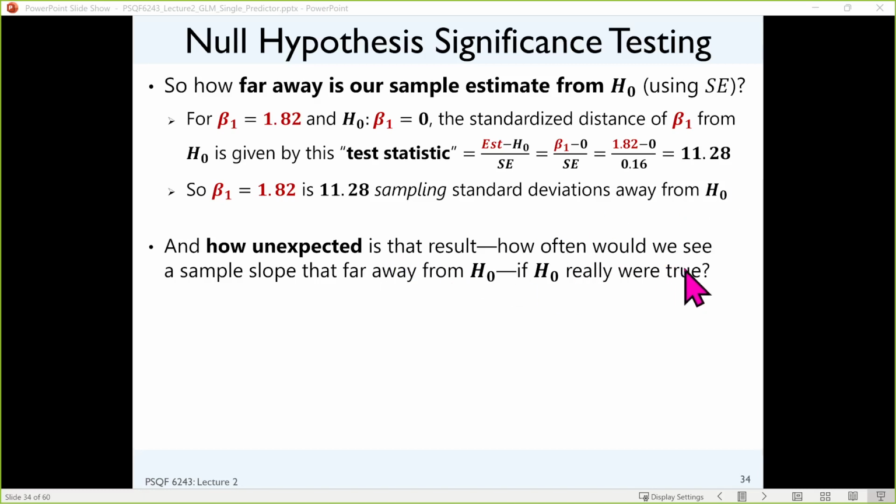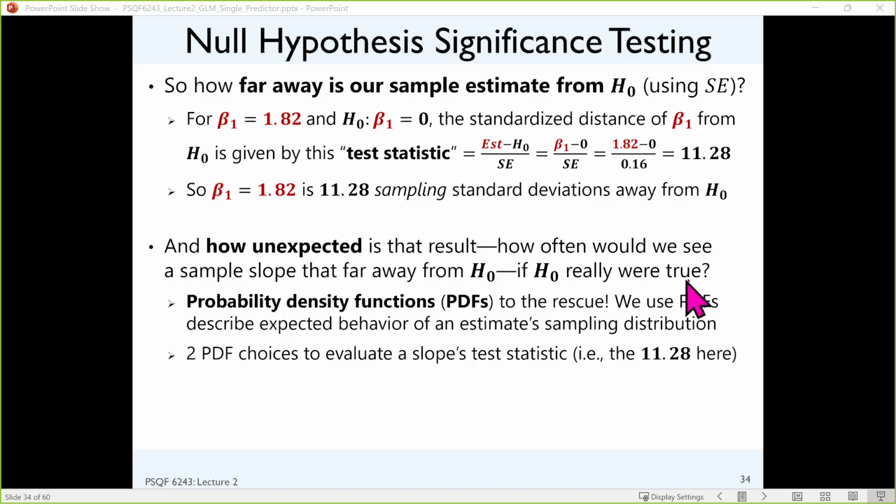So we want to know how often we would find a slope as far away from the null hypothesis as the one we just found if the null were true. And that leads us to something called a p-value. In order to get that, though, we have to use probability density functions. And these are shapes that tell us the expected behavior of a phenomenon.